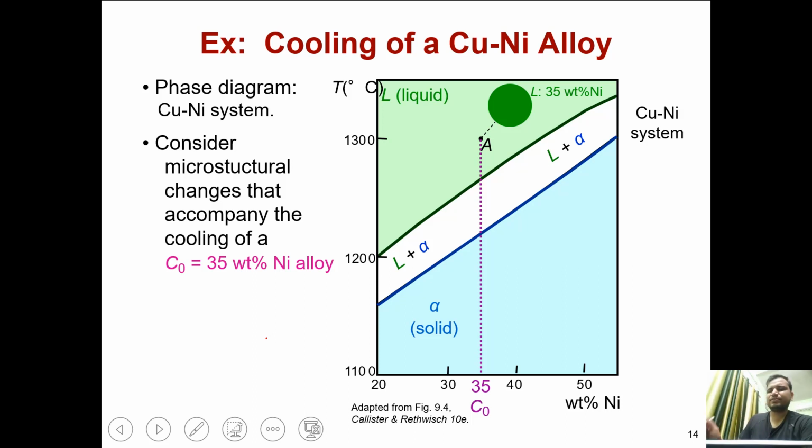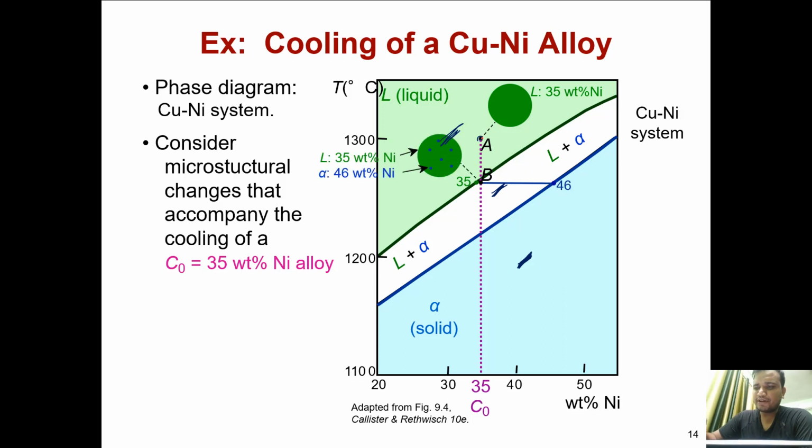In this we have understood that in this region we have the liquid. Here we have the liquid and the solid. In this region we have only the solid, right? Now when we are cooling it, what will be the changes that will be visible? Now see, at point A, this is complete liquid, right? That is shown in dark green.